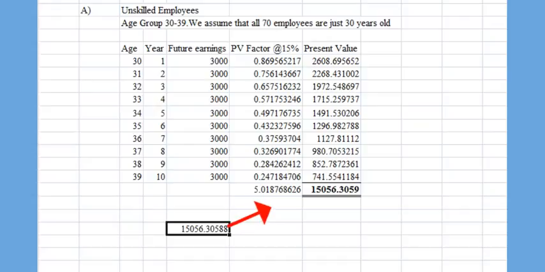Hence, the sum of all present value factors of 15% for 1 to 10 years is 5.018. Multiplying this with 3000 gives the amount 15,056. This is the present value of all earnings of an unskilled worker who started earning from the age of 30 years and will be reaching the age 39 in 10 years down the line.